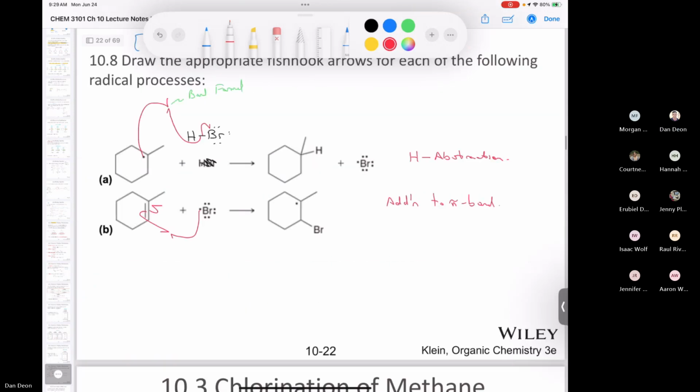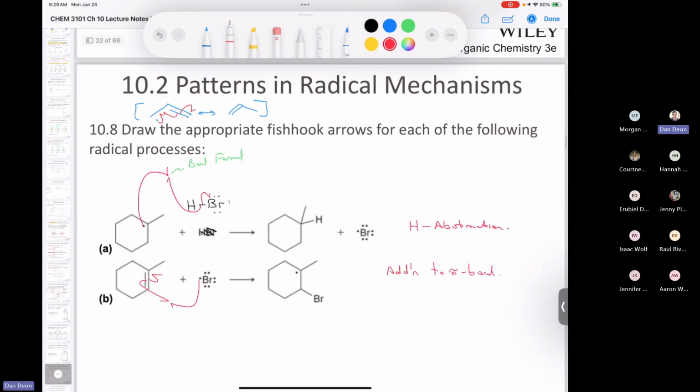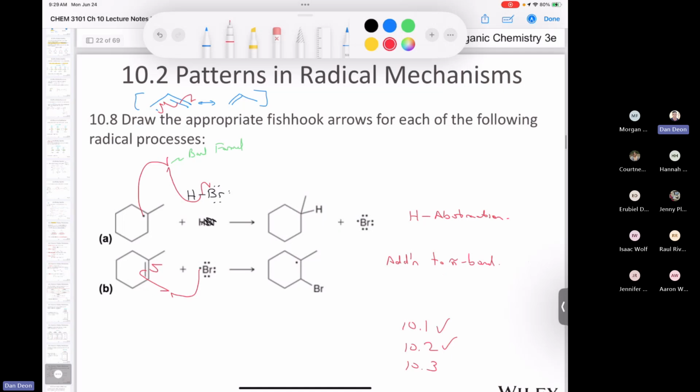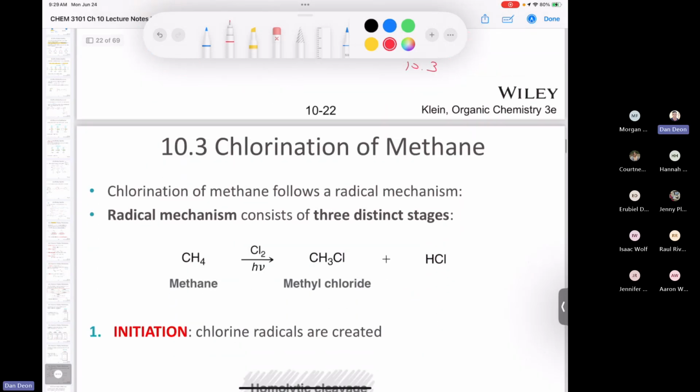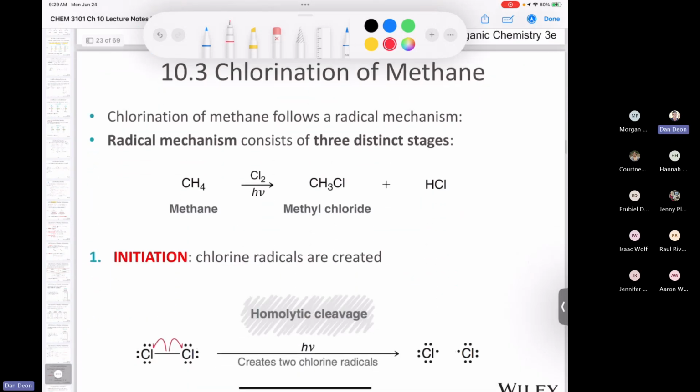So, okay, now what we're going to do in section 10.3. We've covered the first two sections: 10.1, checkaroo; 10.2, done-sky. Now we're getting into section 10.3, and I remember studying this because the textbook that I learned from taught it in a similar manner. And I remember being confused by this and being like, why are we discussing this reaction?